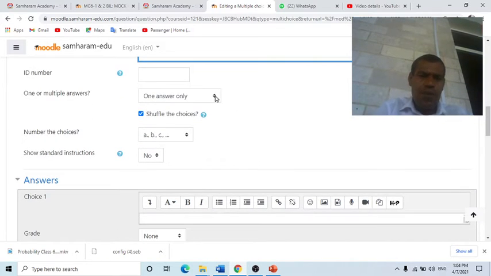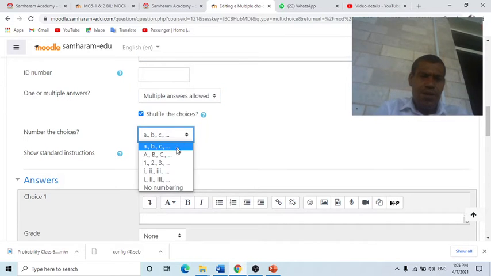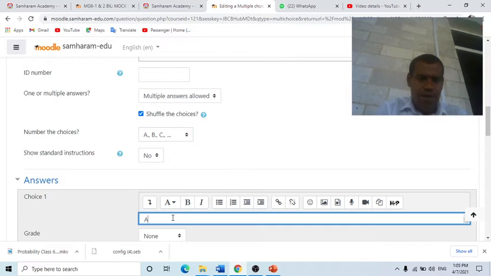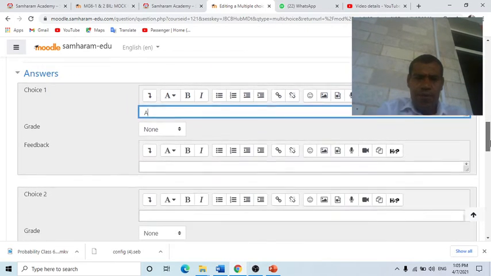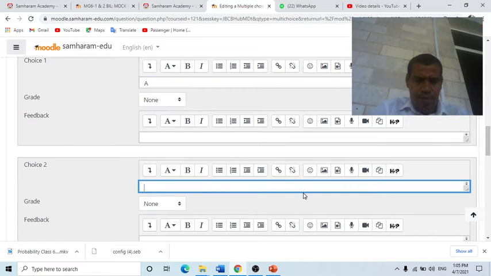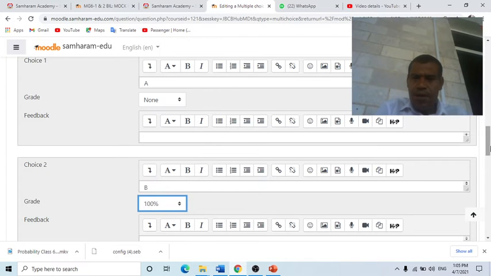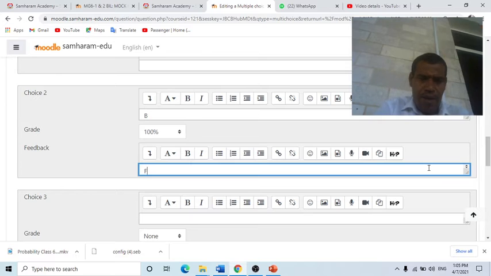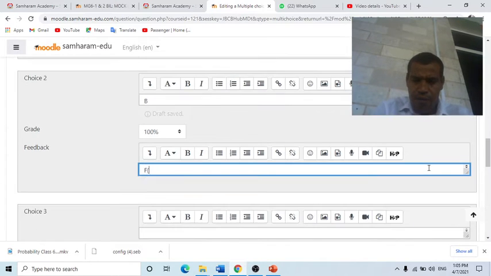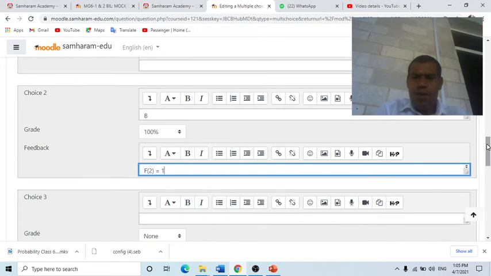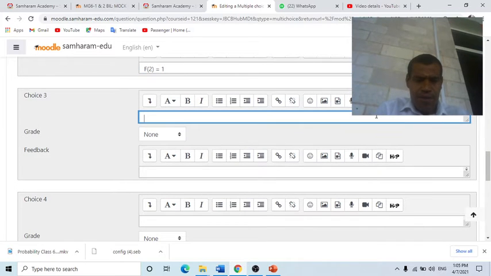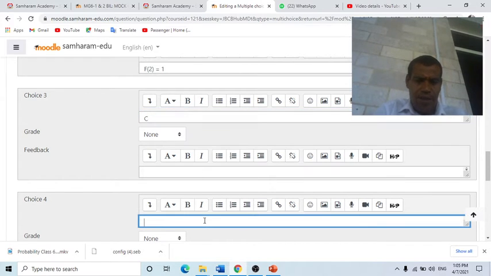Here you should allow answers, then capital letters, because MCQ is capital. A is false, B is true, 100%. You can write here as a feedback f of 1, f of 2 equal 1. Clear? Then the next, C false, none. Don't give 0% because it does not exist. Give none only. And D. Clear?